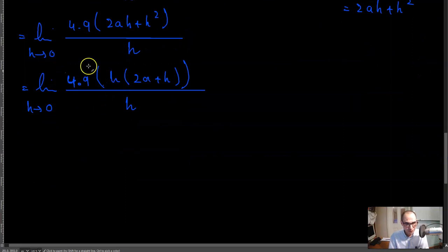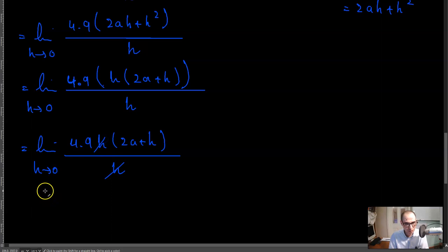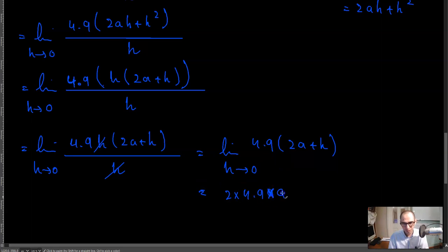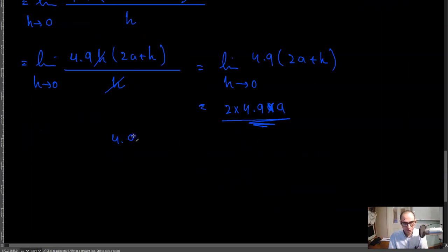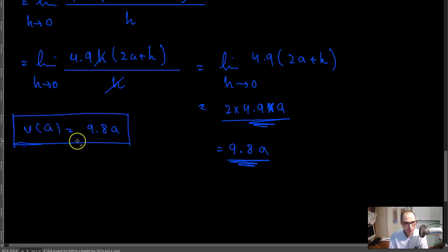And this h you can take out of this pair of parentheses. You can write it as the limit of 4.9 times h(2a + h) over h as h approaches 0. Then h and h you can cancel out, and write this as the limit of 4.9 times (2a + h) as h approaches 0, which becomes 2 times 4.9 times a, which is the same thing as 9.8 times a. So that means that v(a) is equal to 9.8 times a.